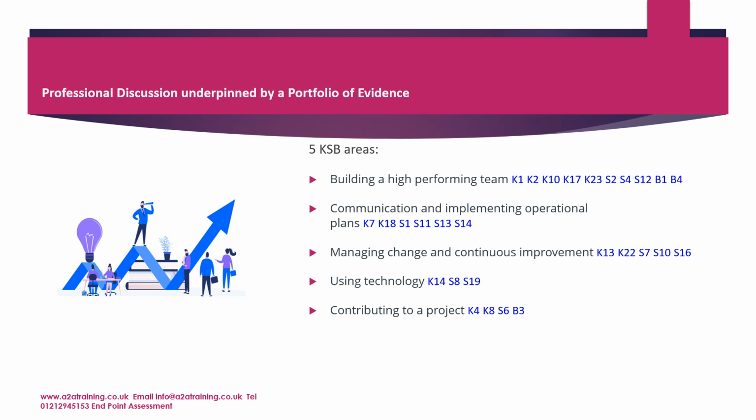There's 5 KSB areas for this part of the EPA: building high-performing team, communicating and implementing operational plans, managing change and continuous improvement, using technology and contributing to a project.